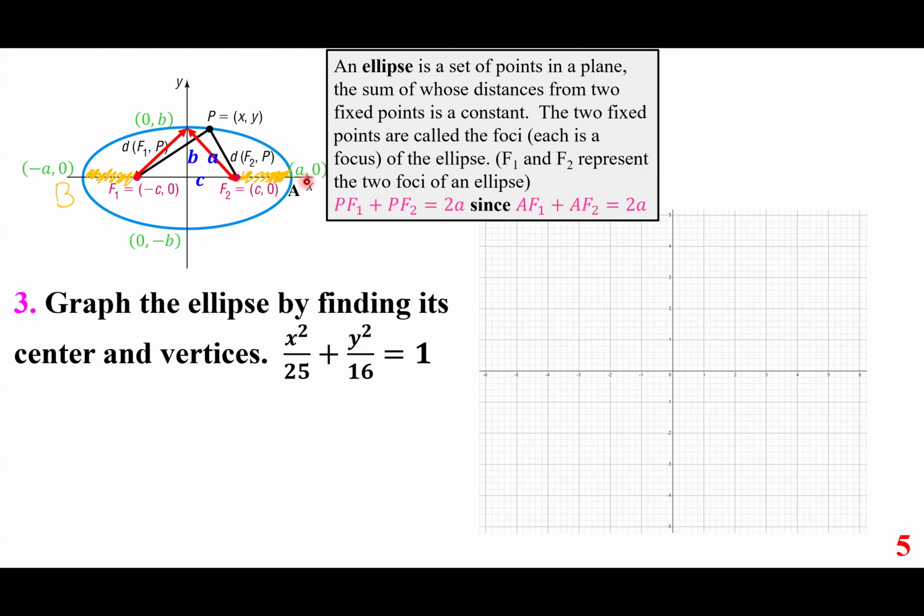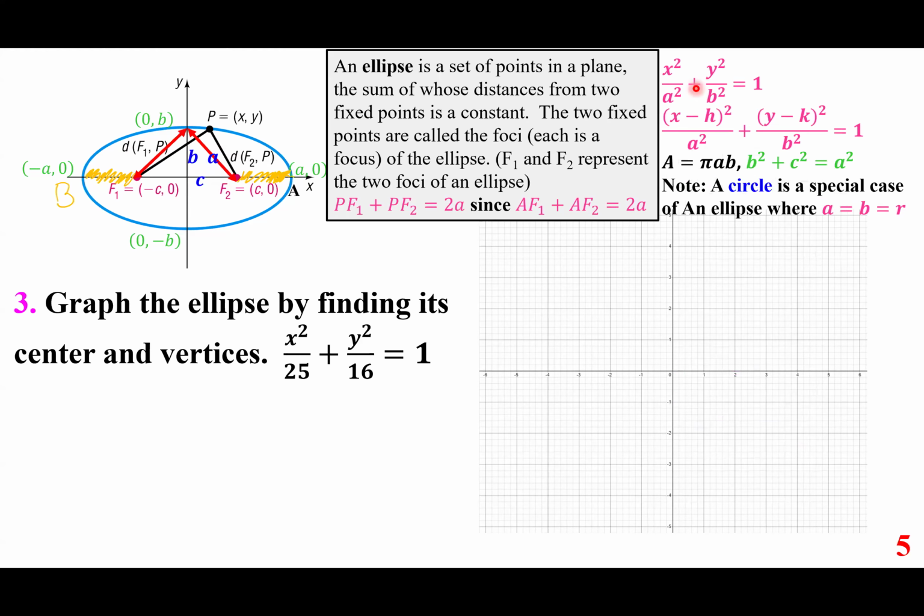Okay, so take a look at this one. This distance is B by definition, and this distance is C by definition. A can be calculated from here to here using the Pythagorean theorem. So we write x squared over a squared plus y squared over b squared equals 1 if it's centered at 0, 0. If it has a different center, such as h and k, it's x minus h quantity squared over a squared plus y minus k quantity squared over b squared equals 1.